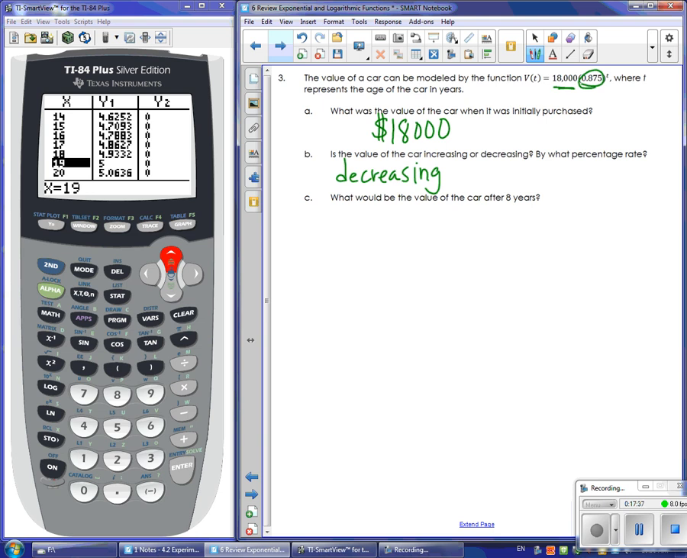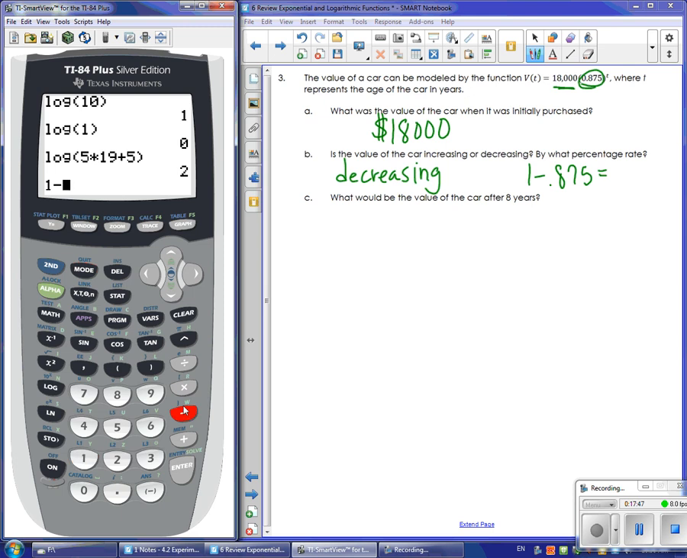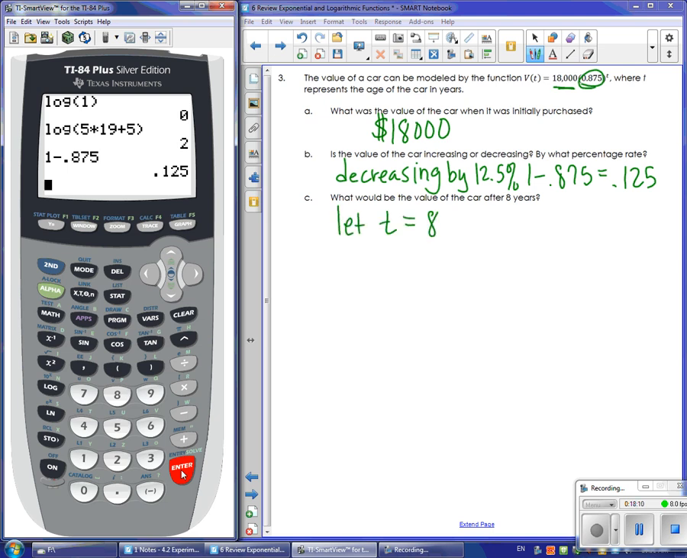So if I want to figure out the amount that it decreased, I'm just going to subtract this from 1. So if I do 1 minus 0.875, you can do this on the calculator. We get that it's 0.125. And remember, if we want to write it as a rate, then I'm going to want to write it as a percentage. That's going to be 12.5%. If I want to figure out the value of the car in 8 years, I'm going to let t equal 8. And so we've got 18,000 times 0.875 to the 8th power.